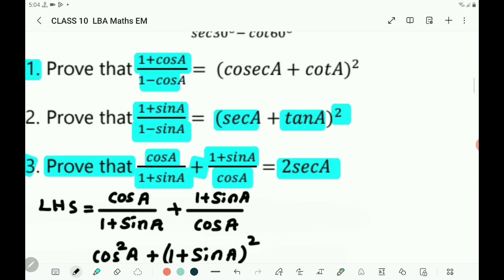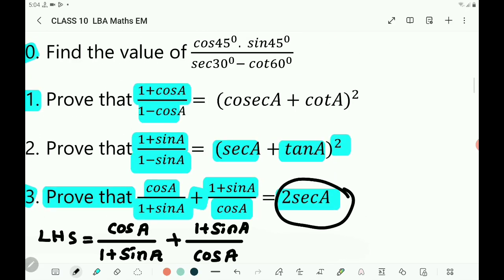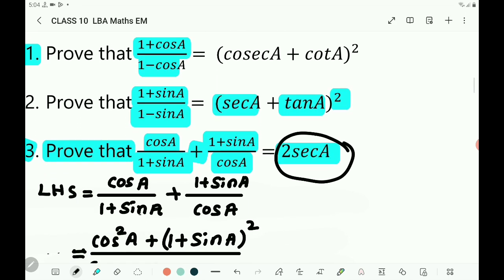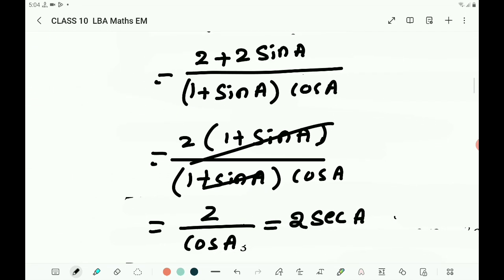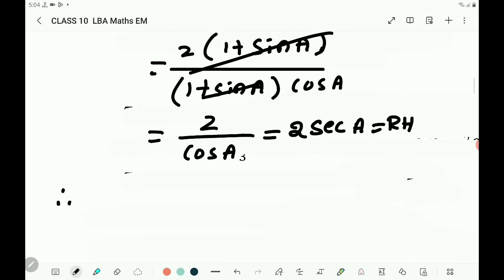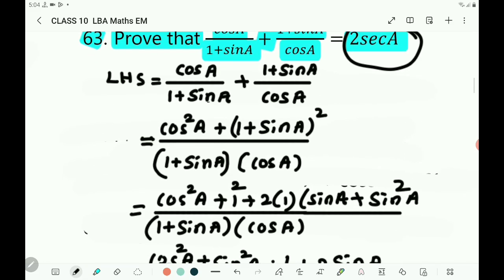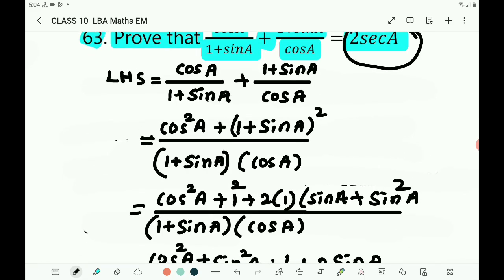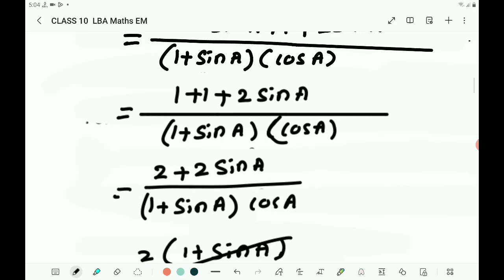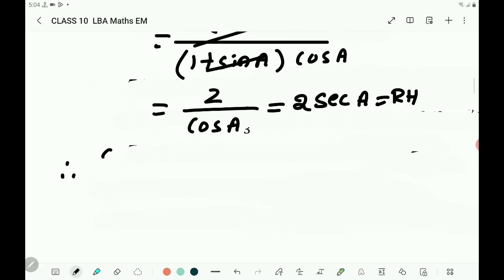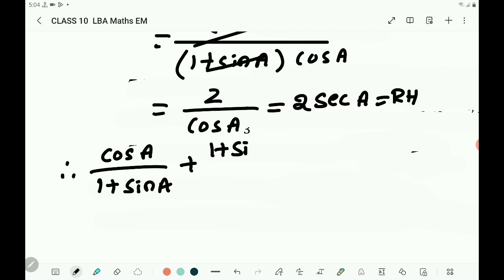And in the question, what need to prove? We have to prove that this is equals to 2 secant A. We got it, which is equals to RHS. Therefore, you write the LHS: cos A by (1 plus sin A) plus (1 plus sin A) by cos A is equals to what? 2 secant A.